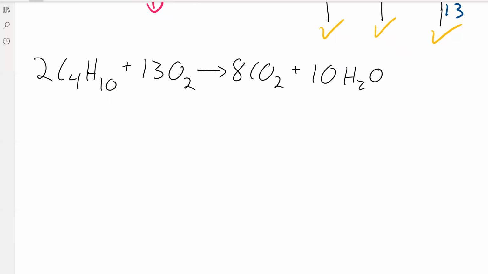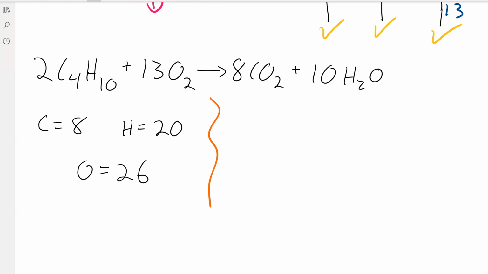Of course, we need to double check. We always want to double check. So let's see, on this left side, I've got 8 carbons, 2 times 4. I've got 20 hydrogens, 2 times 10. And then I've got 26 oxygens. Wow, my multiplication is not good. 13 times 2 is 26.